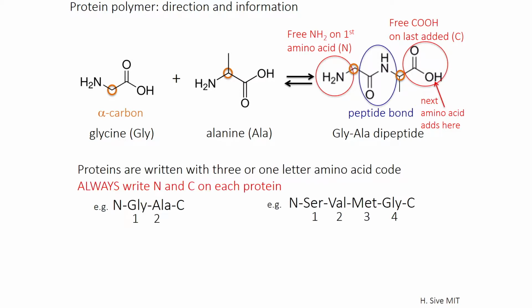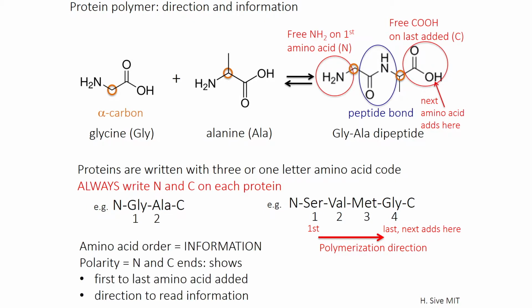When we write proteins, we write with the 3 or the 1-letter amino acid code. We always, and this has another parallel to nucleic acids, we always write the amino end and the carboxy end. You never get too old to write the amino and the carboxy end onto a protein. So here I've got a couple of example peptides, little tiny proteins with their amino and carboxy ends indicated. And here again, the direction of polymerization.